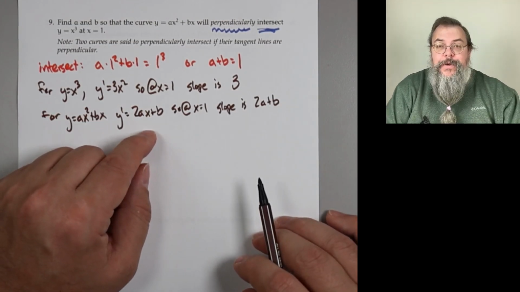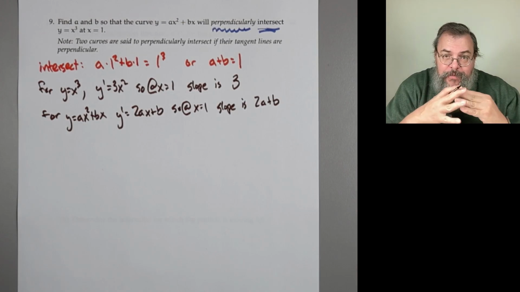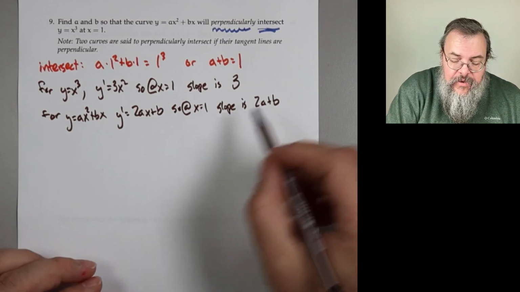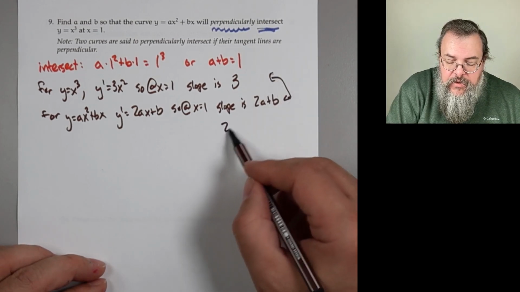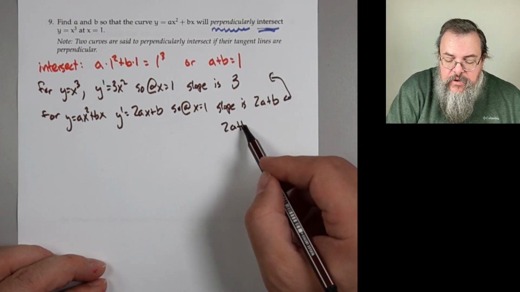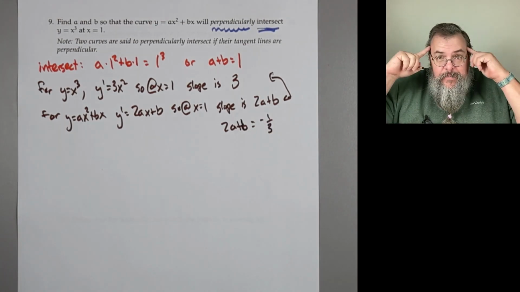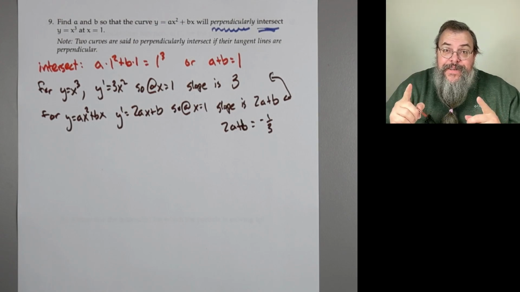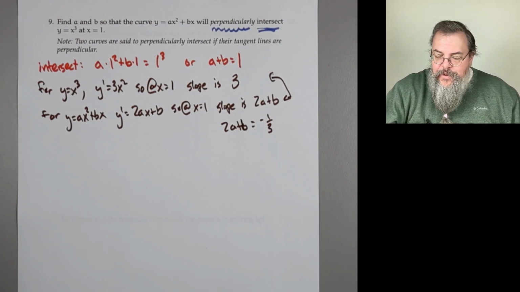Now, how do we know if two slopes are perpendicular? They have to be negative reciprocals. So we say, okay, this tells us that we need 2a plus b to be negative 1/3. Right? So just remember, perpendicular, negative reciprocal. By the way, what is parallel? Parallel means same. So know those two.